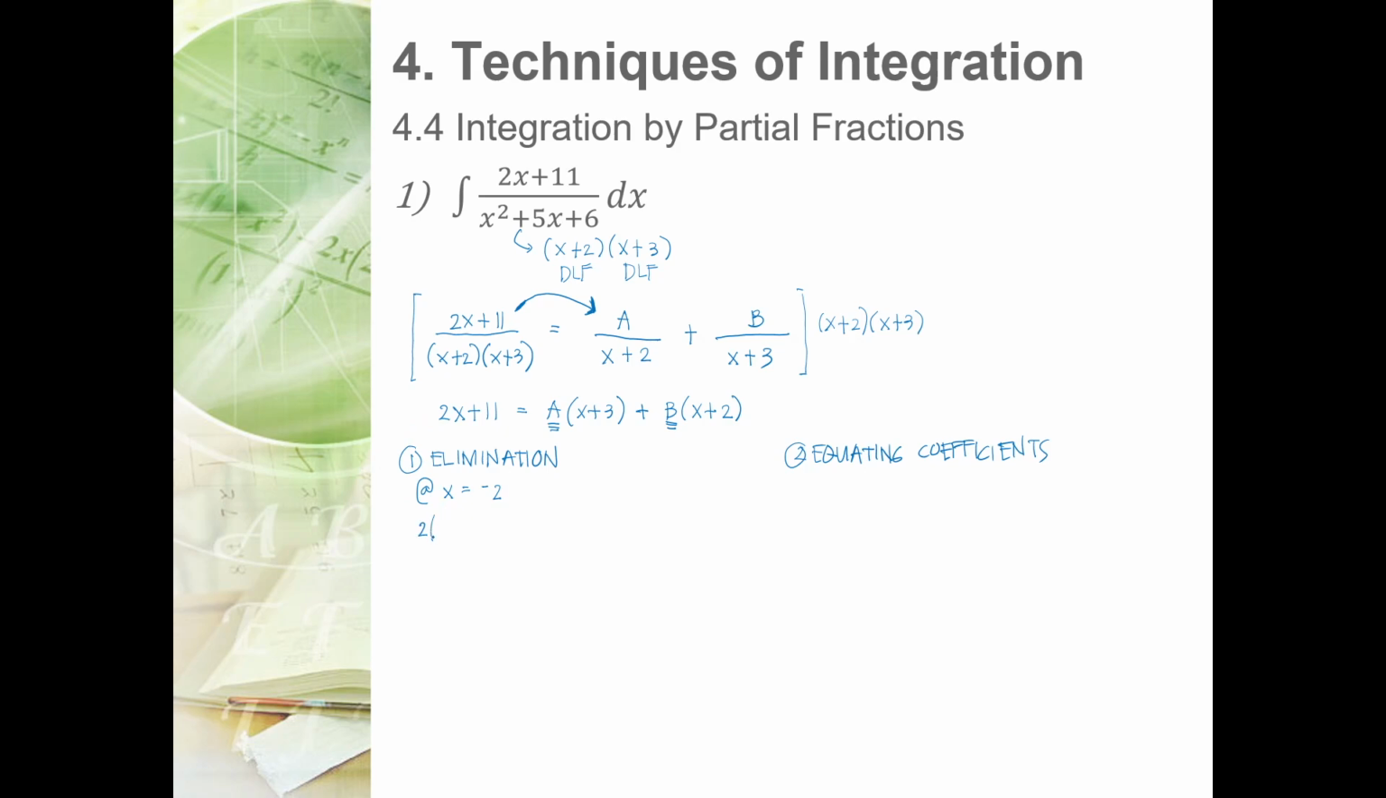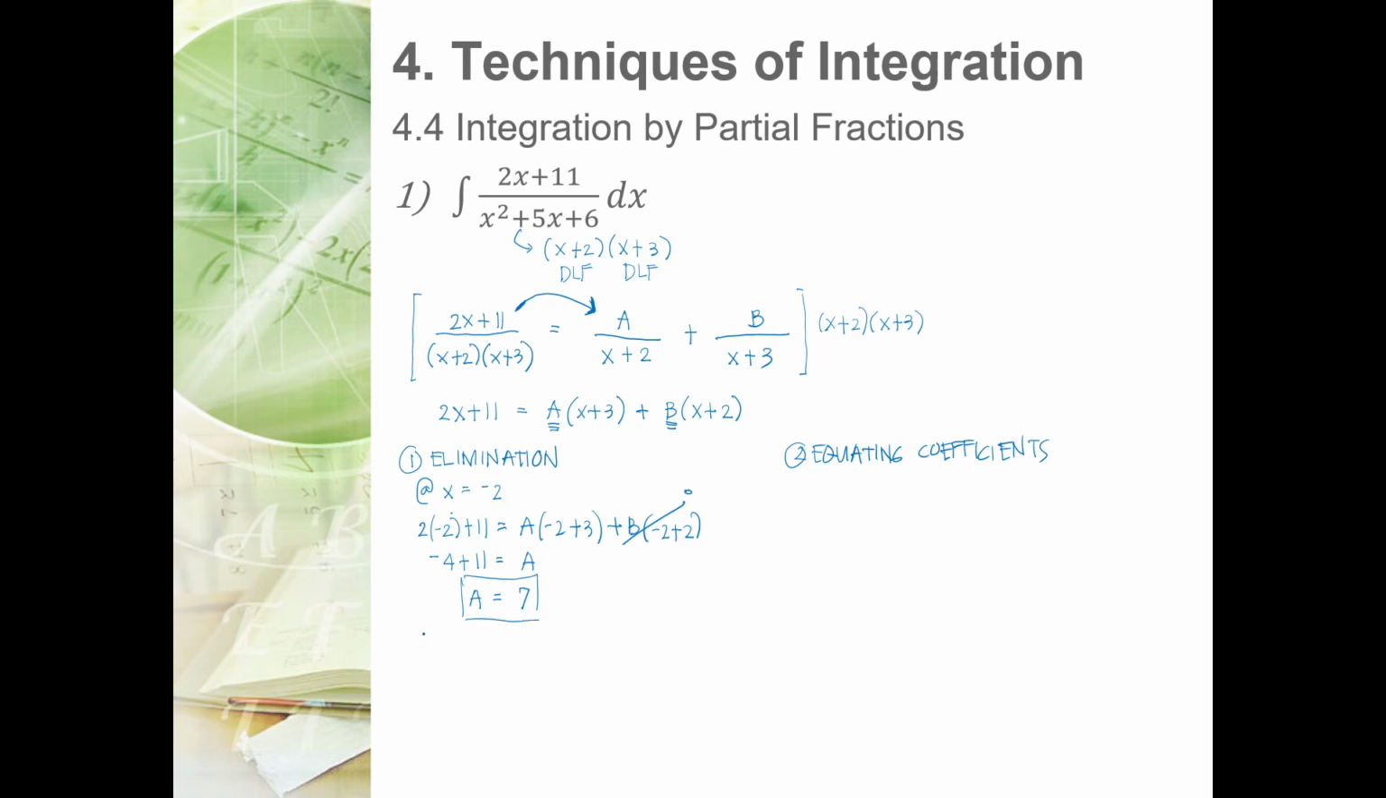So 2 times -2 plus 11 equals a times -2 plus 3, plus b times -2 plus 2. Obviously this last term is 0 because 0 times b is 0. So you're going to have -4 plus 11 equals a, di ba? -2 plus 3 is 1, and 1 times a is just a. So in simplifying it, a is equal to 7. So that's the elimination method.